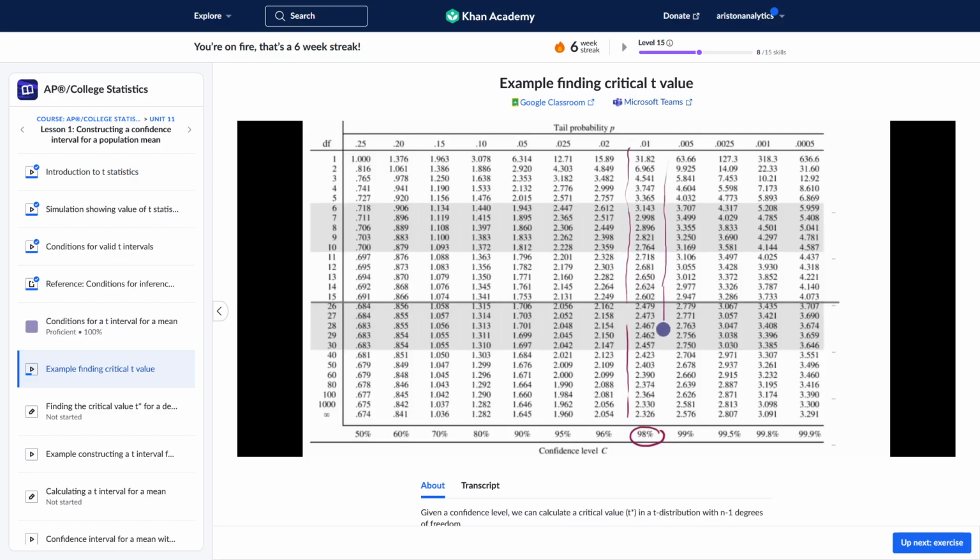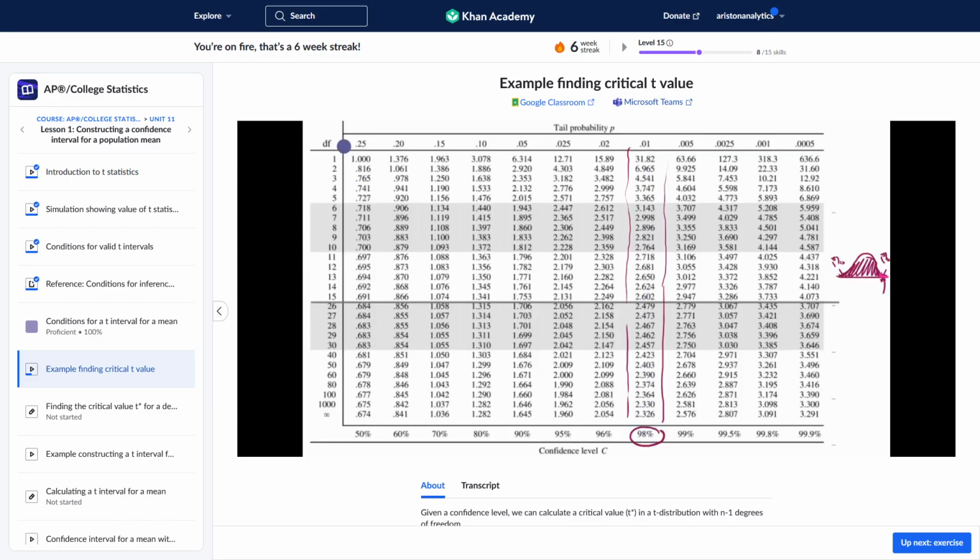Another way of thinking about a confidence level of 98%, that means you're leaving 1% unfilled at either end of the tail. And so if you're looking at your t-distribution, everything up to and including that top 1%, you would look for a tail probability of 0.01, which would be that tail probability to the right. But either way, we're in this column right over here. We have a confidence level of 98%.